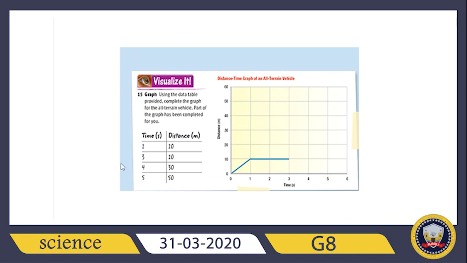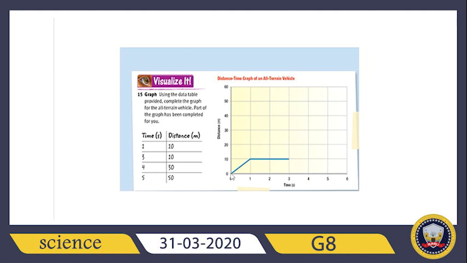So guys, let us have a look at this graph. This graph represents the distance time graph of what? Of changing speed, as we can see here. So the question is, using the data table provided, complete the graph for the all-terrain vehicle. Part of the graph has been completed for you.